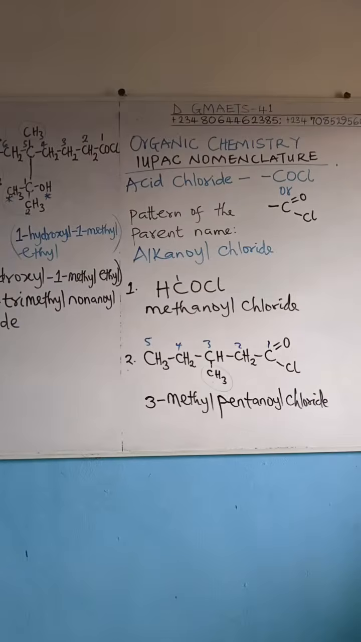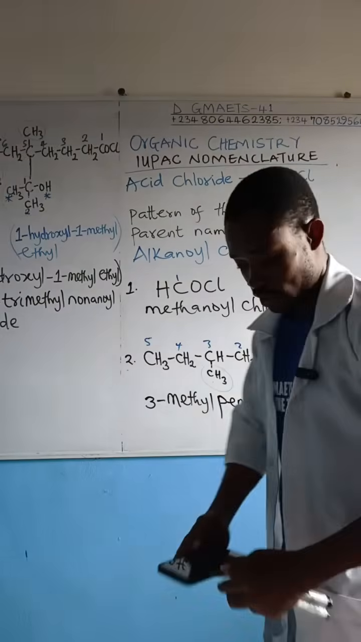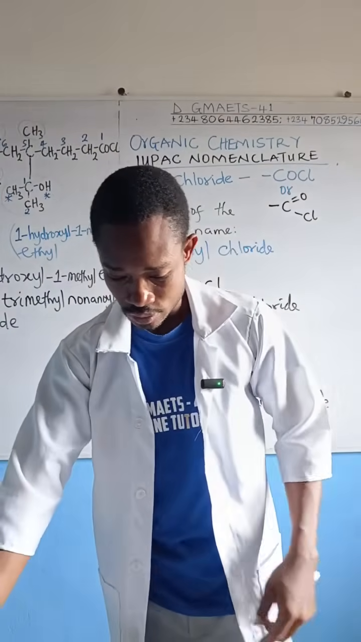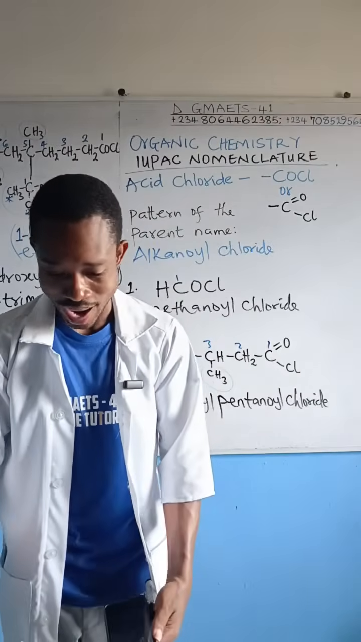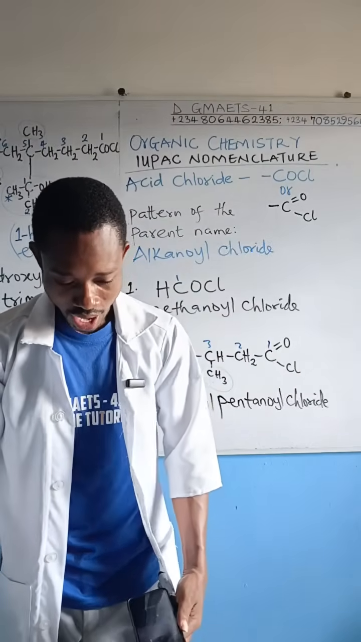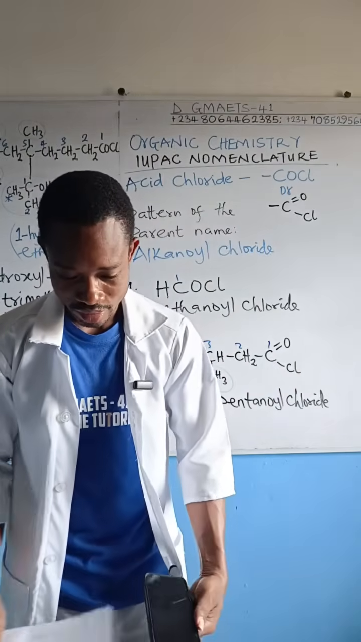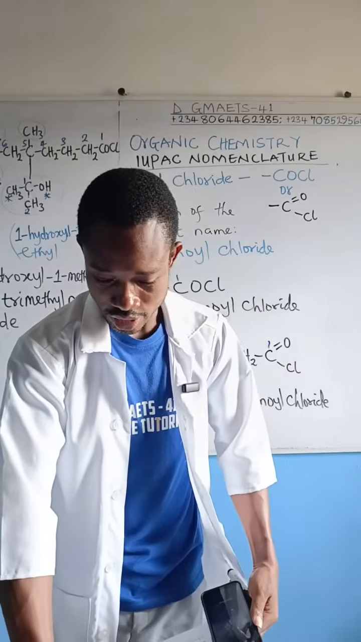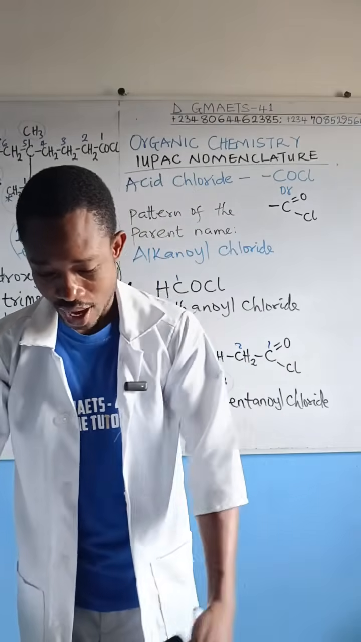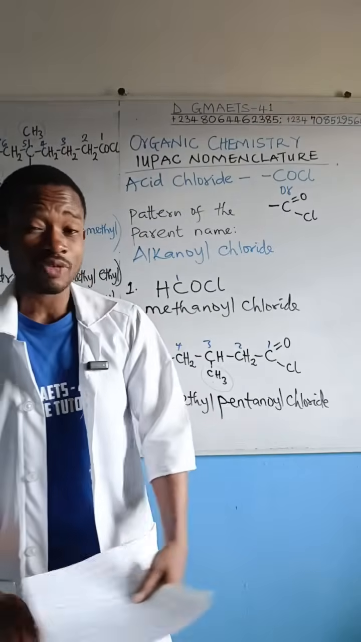Let us look at the next functional group of interest that we should give attention to. We'll be dealing with acid amide this time around. Acid amide, that's the next one I am going to deal with. And we're almost rounding off with the IUPAC nomenclature.